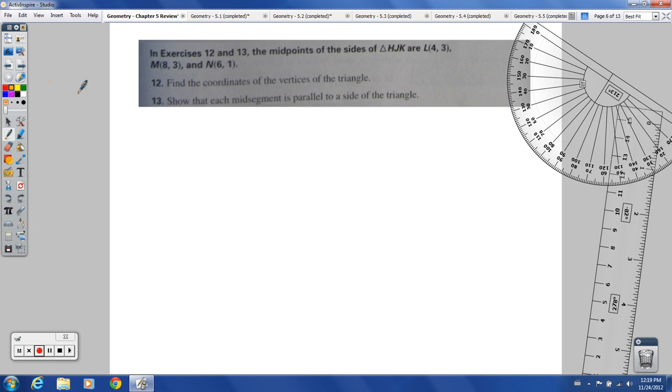Okay, so let's move on to 12 and 13. And it looks like I'm going to have another graph to draw here. So I'm going to draw this graph. It looks like they're all positive values, so I'm just going to draw the first quadrant. I don't need quadrants 2, 3, or 4 in this case.